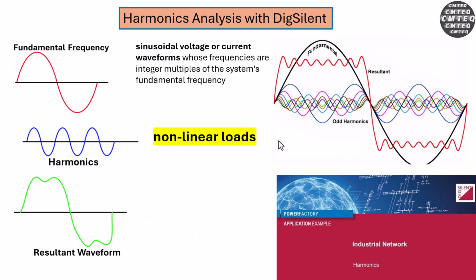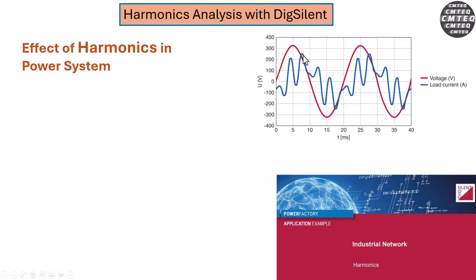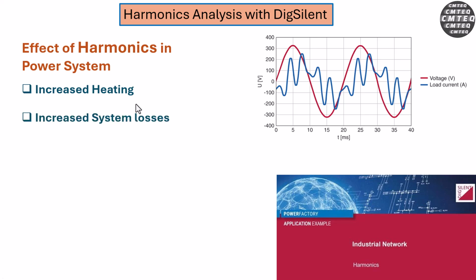Now let us have a quick look at some of the effects of having harmonics in your system. If you've got a nice voltage waveform but a completely distorted current waveform, the power quality, which is your voltage times your current, will basically be affected, okay? If you've got bad power quality, obviously your system will not function very well, and as a result you're going to have an increase in heating, right? Things are going to start overheating, okay? And as a result you're going to have an increase in system losses, okay?